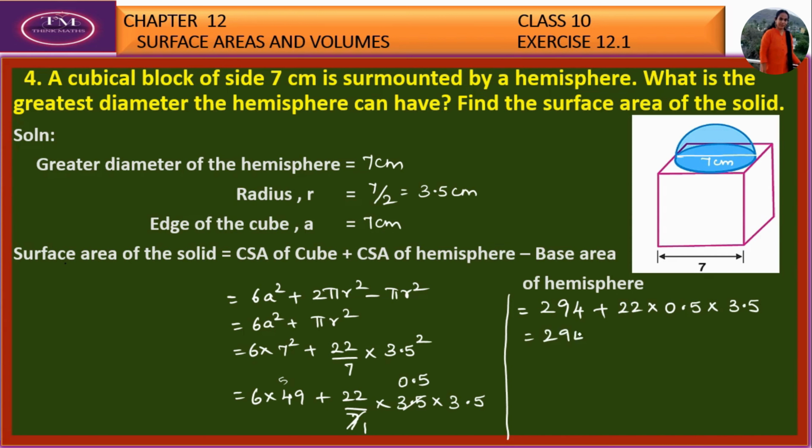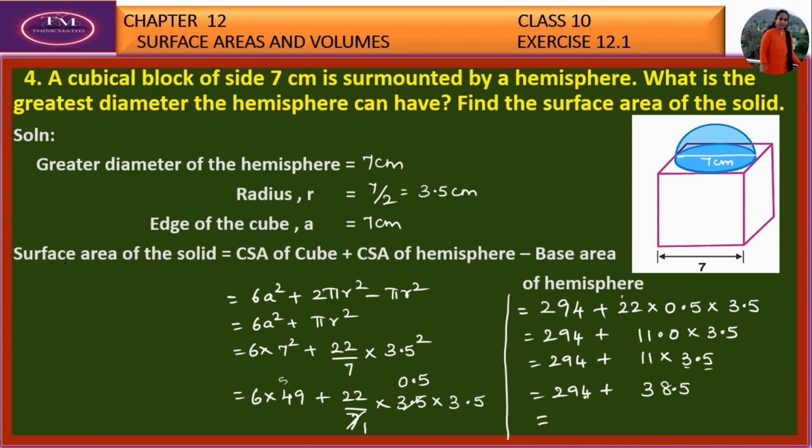So 294 plus, what is 22 into 0.5? 2 fives are 10, balance 1, 2 fives are 10, 10 plus 1, 11. So the decimal is before one number, so it is 11.0 into 3.5. So 294 plus 11.0, which is nothing but 11, so 11 into 3.5. So 11 into 35. If you multiply a number by 11, what are the digits here? 3 and 5. Put the digits and add the two digits. 3 plus 5 is 8. So 11 into 35 is 385. Now the decimal is before one number, so we have to put the decimal before one number.